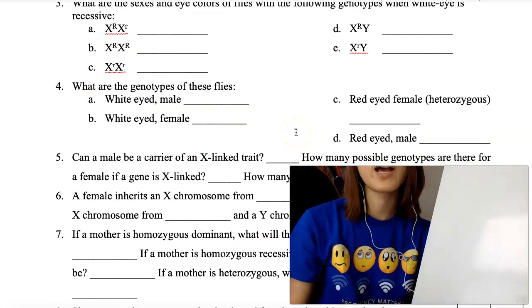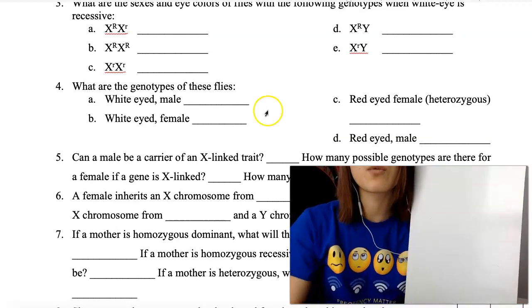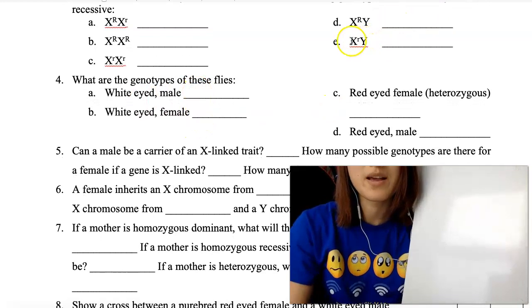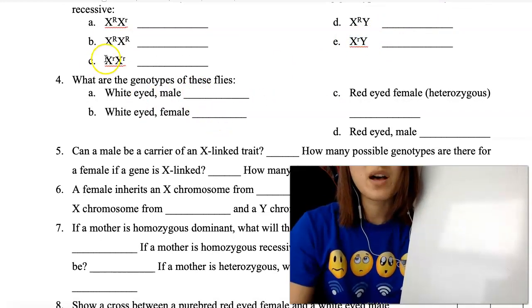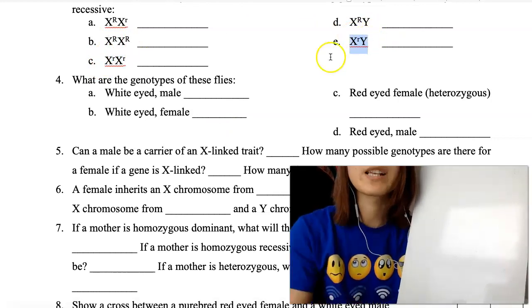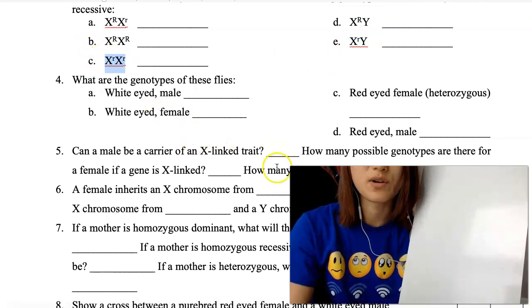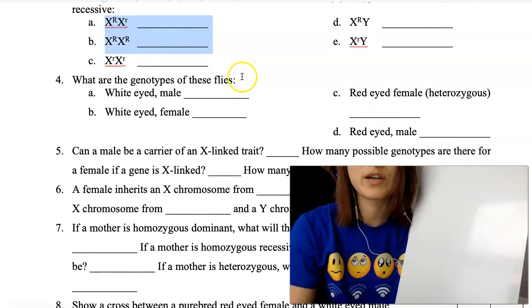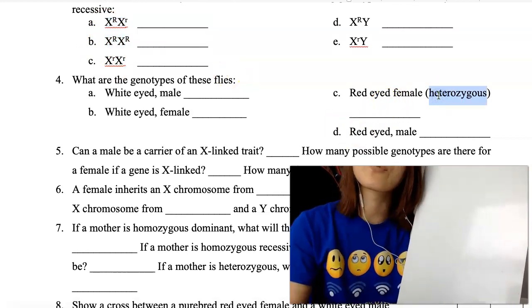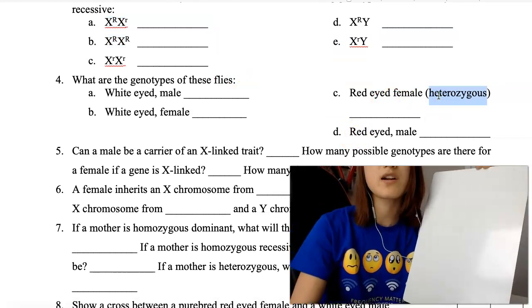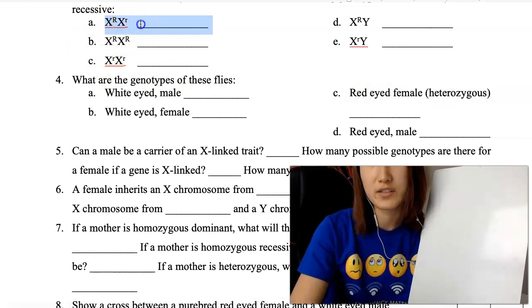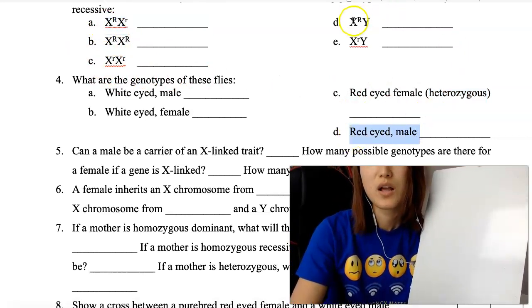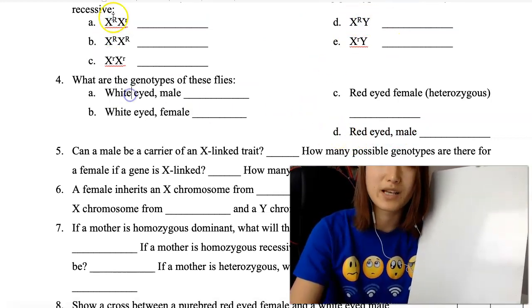For number 4, what are the genotypes of the flies? So this is kind of going backward. If you had a white-eyed male, the genotype has to be this one. A white-eyed female, the genotype has to be this one, because this is the recessive genotype for a male, and this is the recessive genotype for a female. If you had a red-eyed female, it could either be X big R, X little r, or X big R, X big R. But if it were to ask you for the heterozygote individual or the carrier, then the answer would be X big R and X little r. A red-eyed male would just be X big R Y. So you need to go back and forth from the genotype to the phenotype or a phenotype to the genotype.